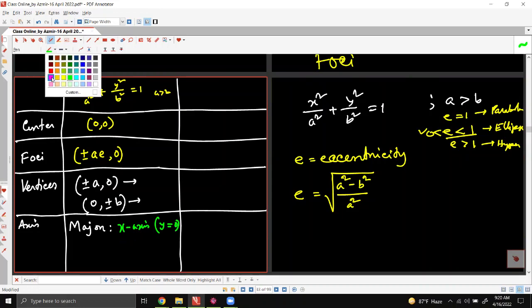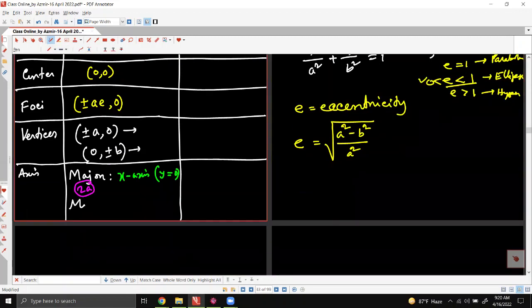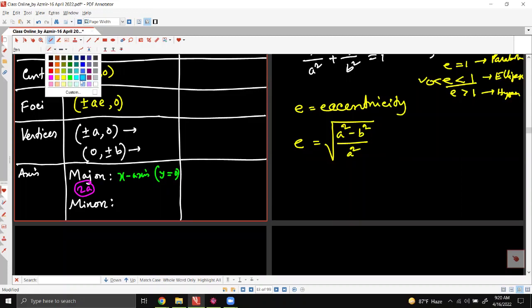Also, let us write the length. The length of the major axis is 2a. What about the minor axis? The minor axis will be the y-axis, that is x equals 0. So its length will be 2b.